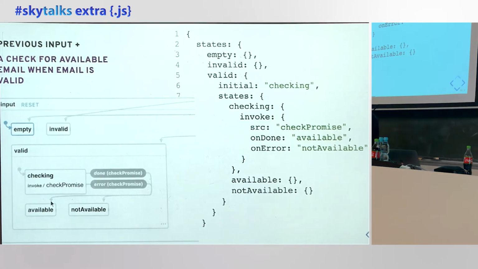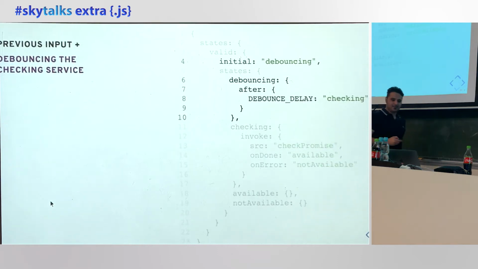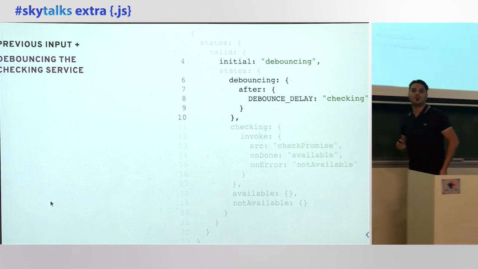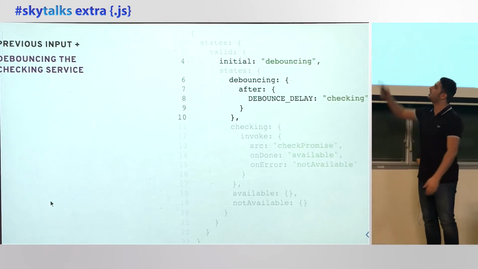Now you can see that the previous input, that was pretty easy. There is a checking here now. And it's always undervalued. So next iteration, the project manager comes and says, oh, you know what? You're calling the API all the time. They're exceeding the rate limit. Now you need to debounce it.